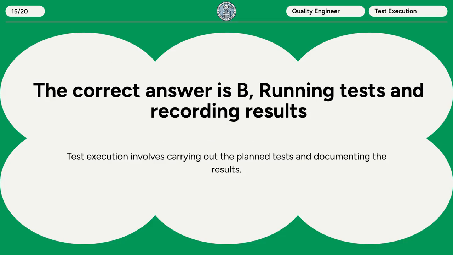The correct answer is B. Running tests and recording results. Test execution involves carrying out the planned tests and documenting the results.